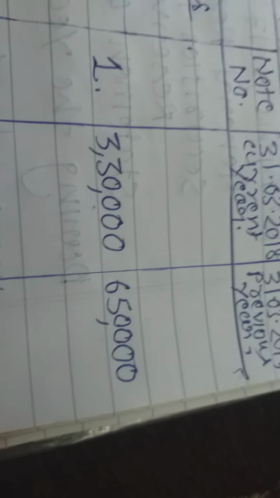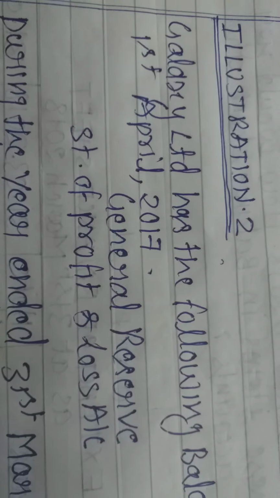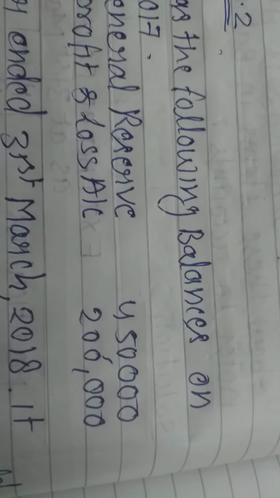How will you get this 6,50,000, students? Just see. Two opening balances have been provided to you. One is general reserve, which equals 4,50,000. The other is statement of profit and loss, that is 2 lakh. When you add these two, you will get 6,50,000 as the previous year balance.